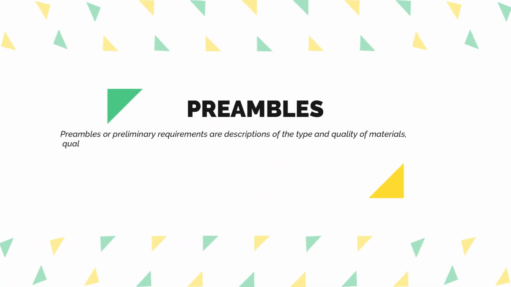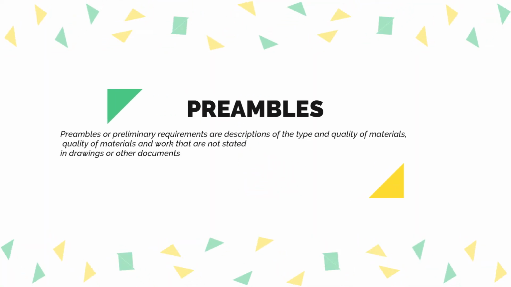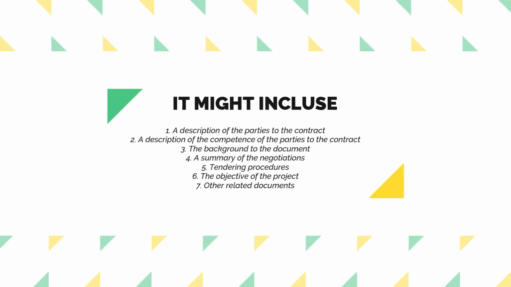The next is preambles. What is preambles? Preambles or preliminary requirements are descriptions of the type and quality of materials and work that are not stated in drawings or other documents. A preamble might include a description of the parties to the contract, a description of the competence of the parties to the contract, the background to the document, a summary of a negotiation, tendering procedure, the objective of the project, and the last one is other related documents.